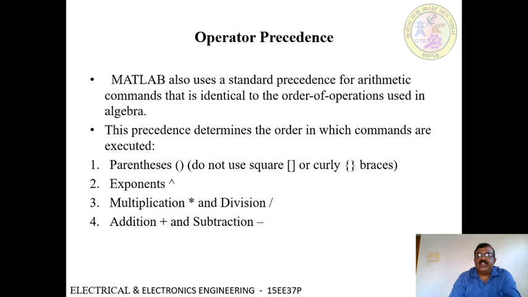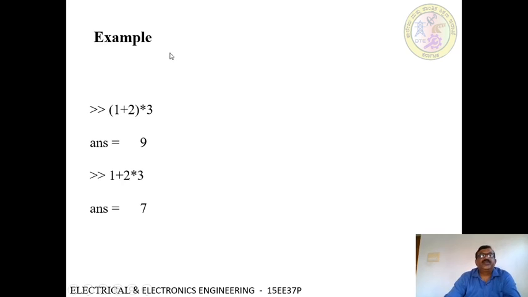So let us look into some examples of how it will be executed. Look at this example here, 1 plus 2 into 3. 1 plus 2 is within the parentheses, so this will be evaluated first. Then the result of this will be multiplied by 3. 1 plus 2 is 3, 3 into 3 is 9. The answer is 9.